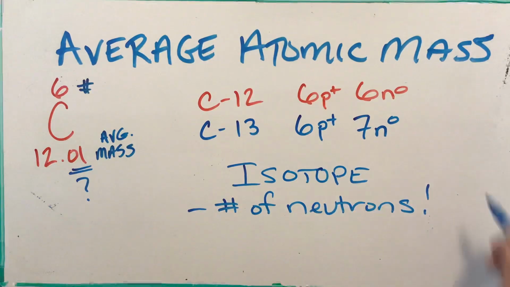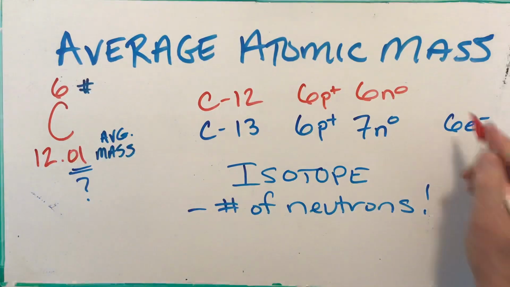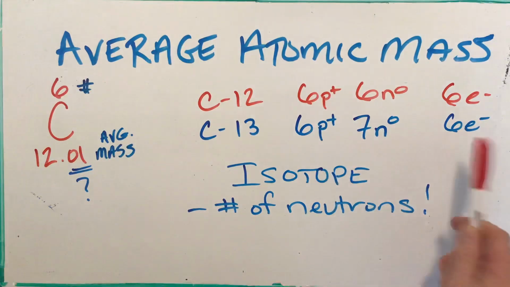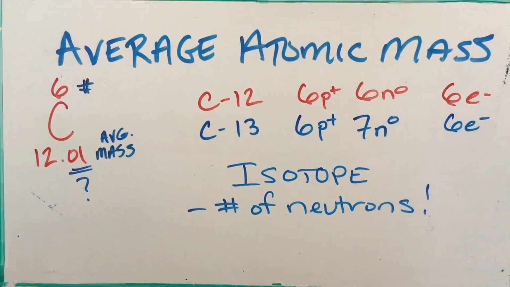The number of electrons for each would still be the same, even though it doesn't really impact our talk. They would still both have 6 electrons, right? Because our positives and negatives for an atom are going to cancel. So the real difference is these neutrons. All right? So let's bring that back to our quiz.